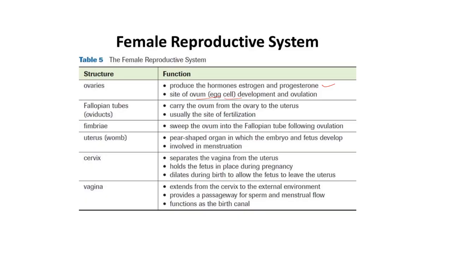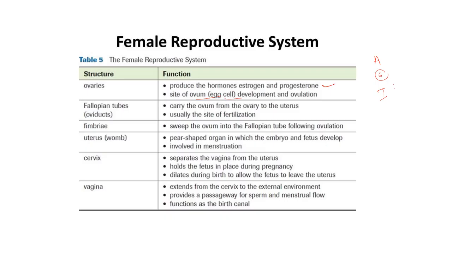The fallopian tube, also known as the oviduct or uterine tube, carries the ovum from the ovary to the uterus, helping in transportation. It is usually the site of fertilization, as we mentioned, that is the ampulla and isthmus. In between both structures, when the egg is there, there is a high chance of fertilization. Then the fimbriae sweep the ovum into the fallopian tube following ovulation.